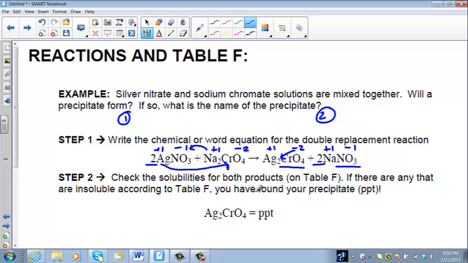So we're going to go to CrO4 in Table F, and we can see that it forms a precipitate because Ag is not one of the exceptions. NO3, on the other hand, is a soluble compound. It has no exceptions, so this one would be aqueous. And we would mark this one, if we were writing an equation, as a solid, which means that it is a precipitate.